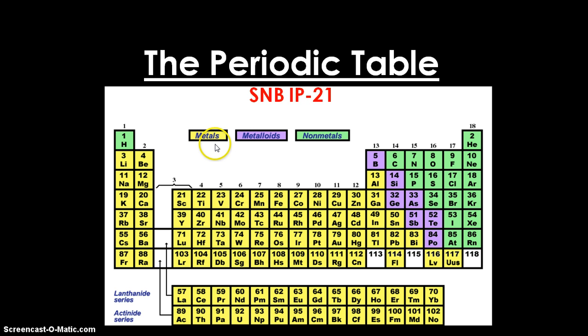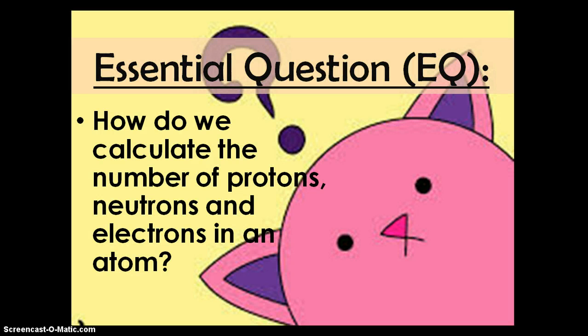Okay, so on my periodic table, all the yellow ones stood for metals, the purple ones stood for metalloids, and the green for nonmetals. For your nonmetals, you have one little hydrogen here, and the rest on the right-hand side are nonmetals. Again, this should be colored on your periodic table. Write down your essential question. How do we calculate the number of protons, neutrons, and electrons in an atom? Pause the video if you need to.